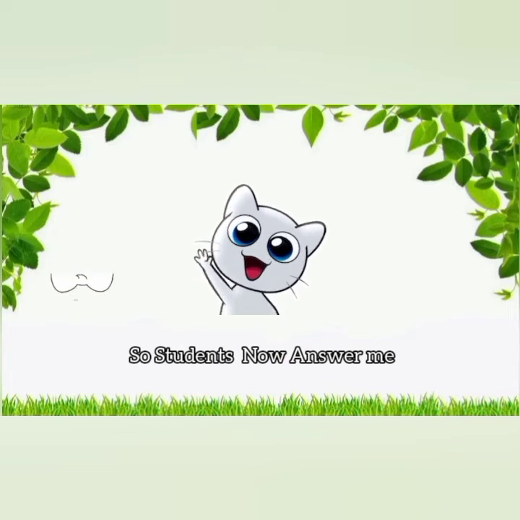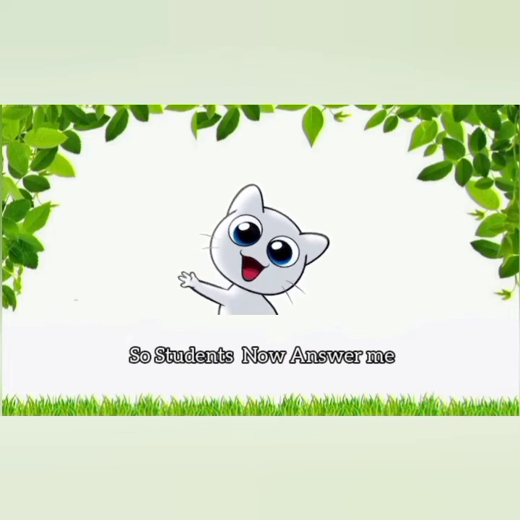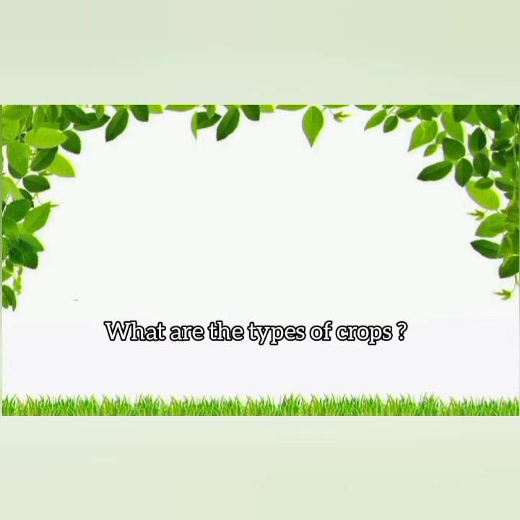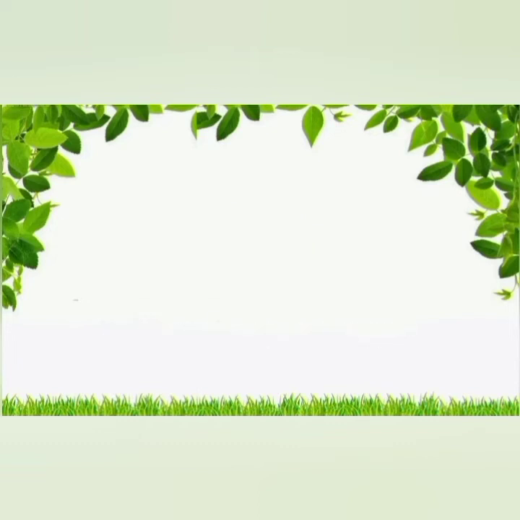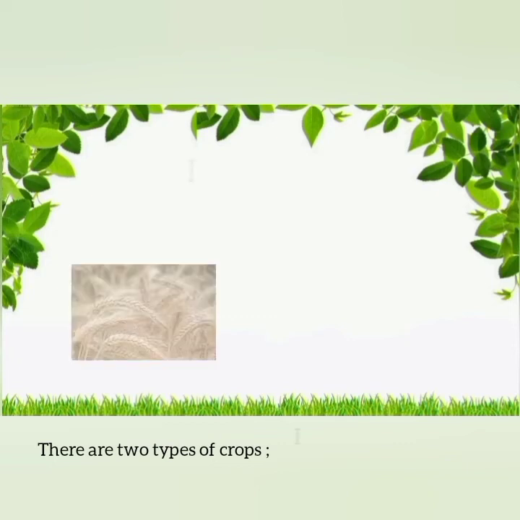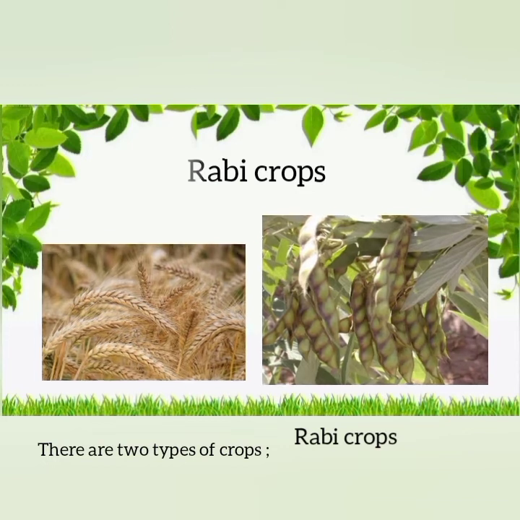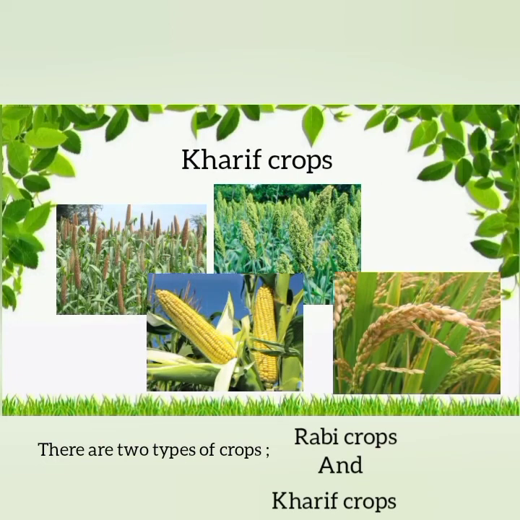So students, now answer me, what are the types of crops? There are two types of crops, Rabi crops and kharif crops.